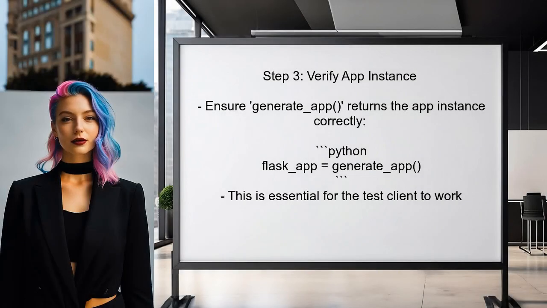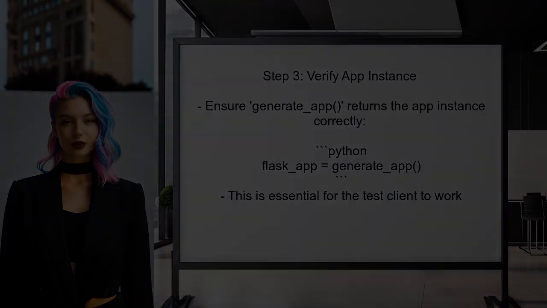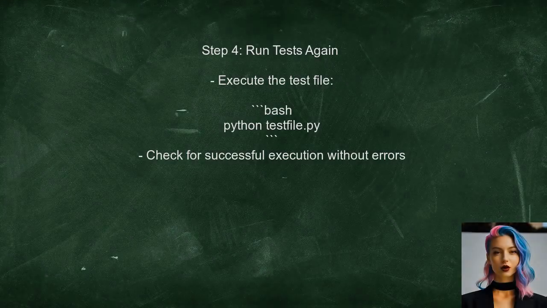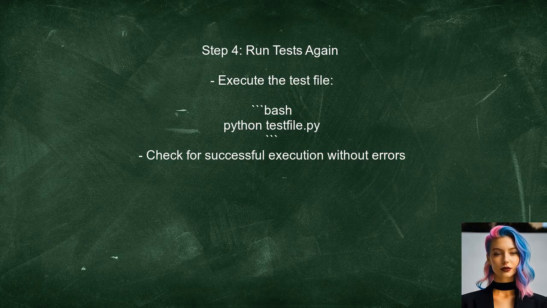Additionally, the user should check that the generate app function is returning the app instance correctly. This is important for the test client to function properly. Finally, the user should run the tests again after making these changes. This will help confirm that the issues with the app context have been resolved.